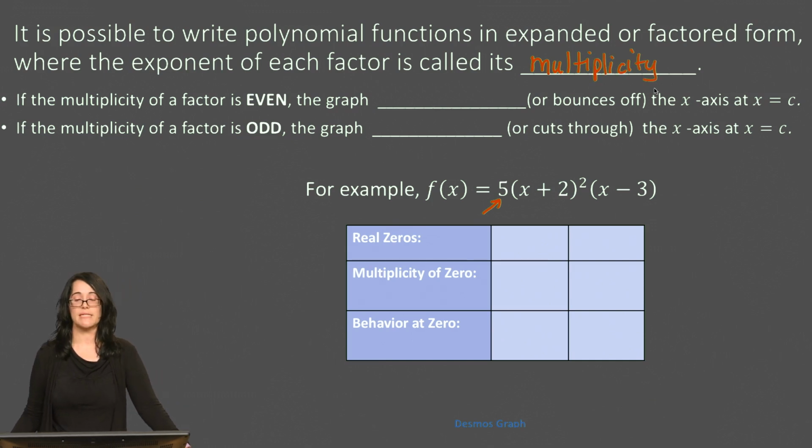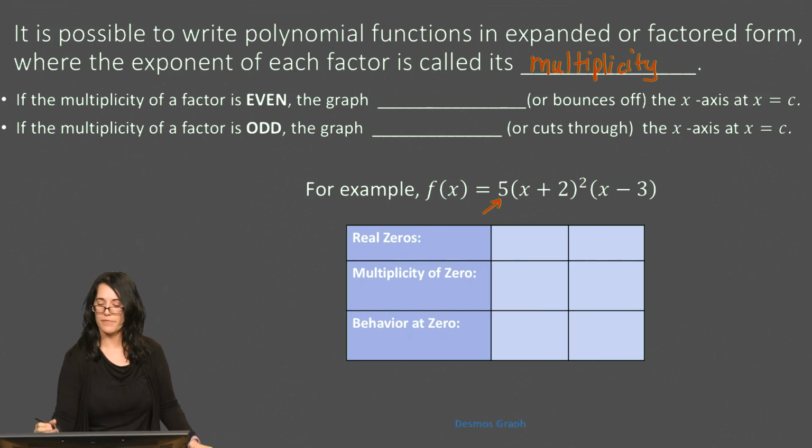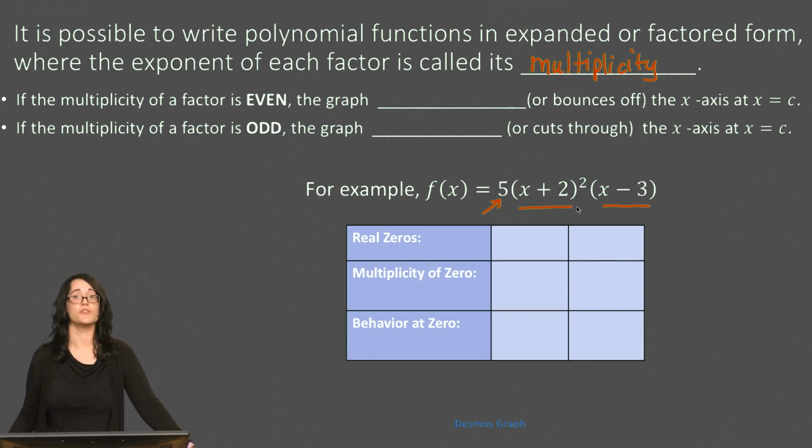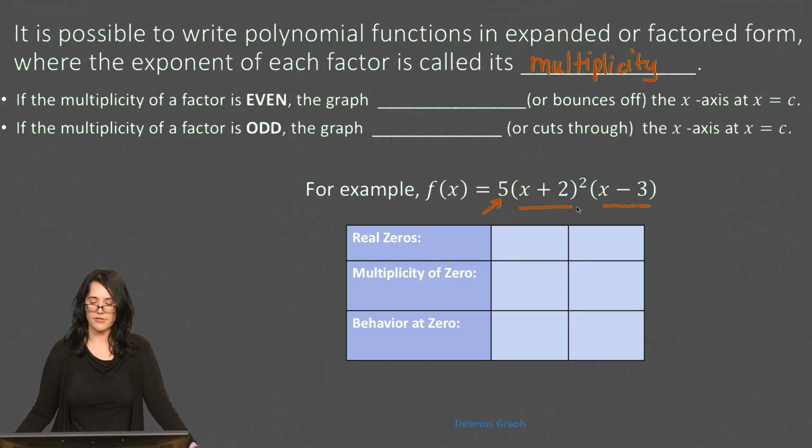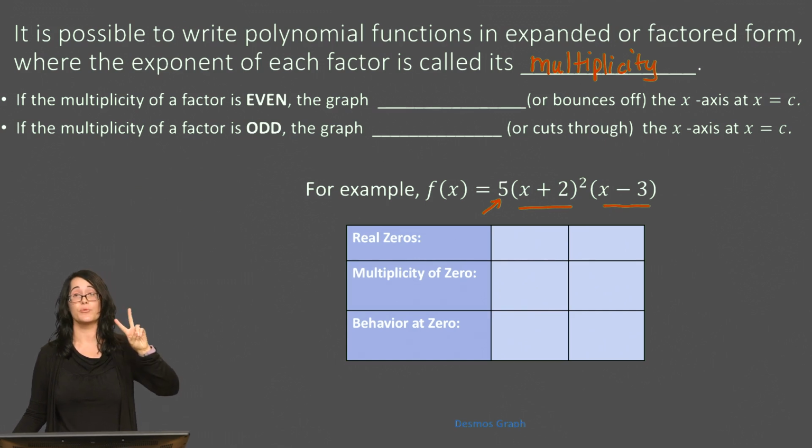So the multiplicity of a factor is going to be the actual exponent of each factor, okay? Now, we have another factor here that has a different multiplicity. So for the factor x plus 2, I would say that that factor has a multiplicity of 2, which is even. And that will be important for us in a minute. But the factor x minus 3, on the other hand, has a multiplicity of 1. It only appears one time.